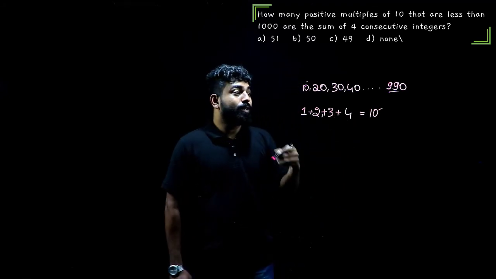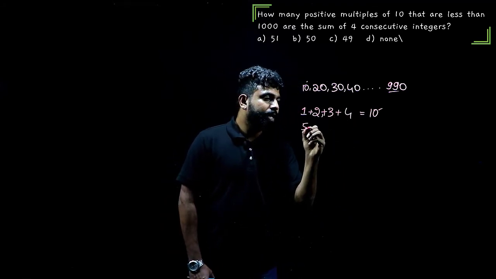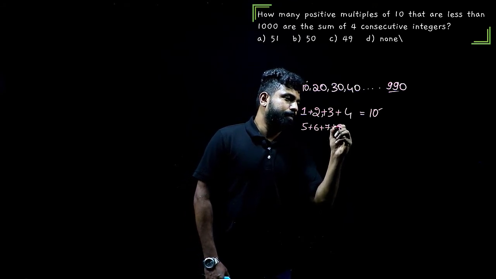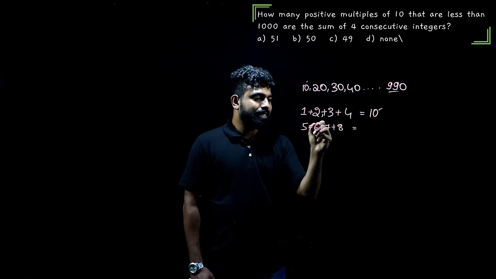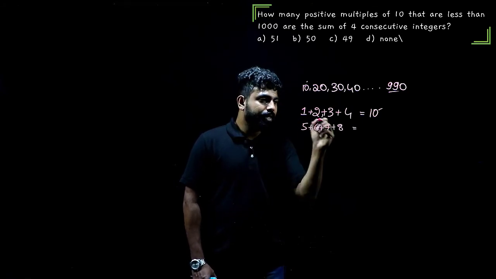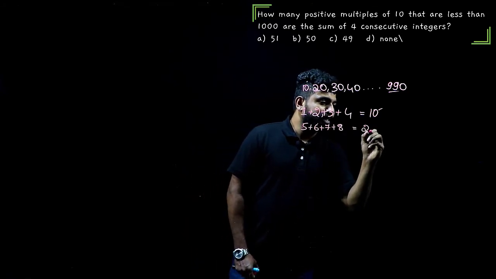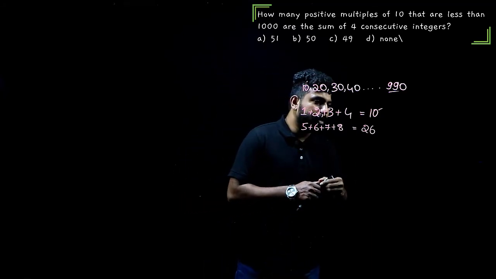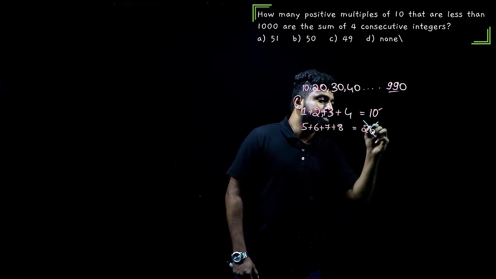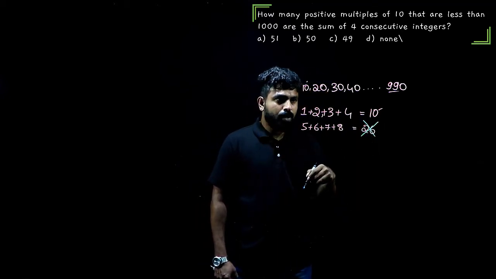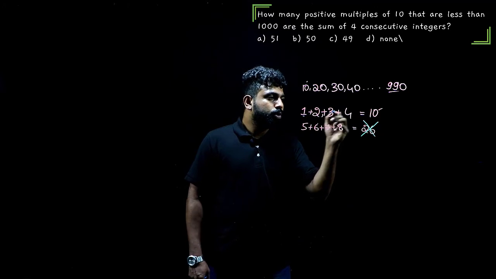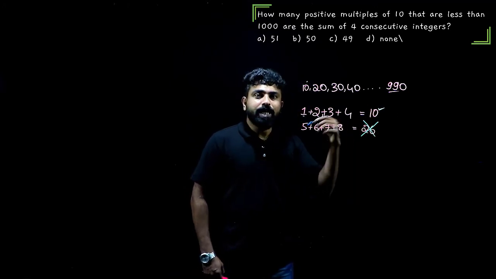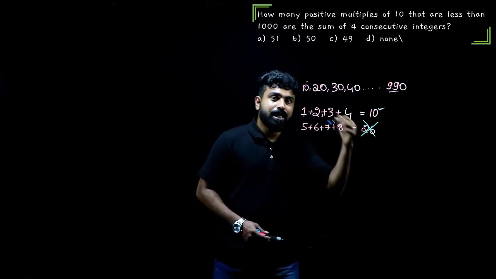Now let me go to the next 4 terms. 5 plus 6 plus 7 plus 8. What will it give me? 5 plus 6 is 11, 11 plus 7 is 18, 18 plus 8 is 26. Is 26 a multiple of 10? No, 26 is not a multiple of 10, hence we must not consider these 4 terms. What's happening here? So 1, 2, 3, 4 is giving me a multiple of 10. The next 4 terms are not giving me a multiple of 10. So let me check with the next 4 terms.